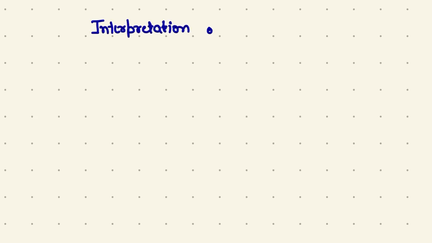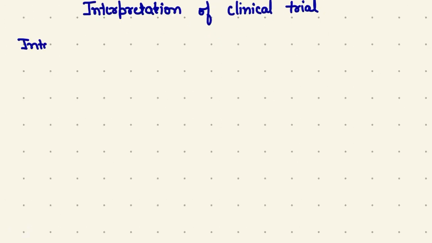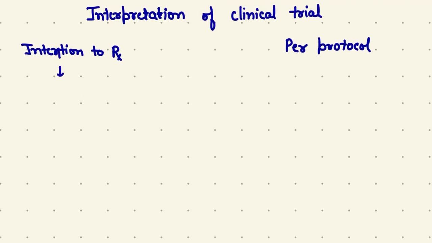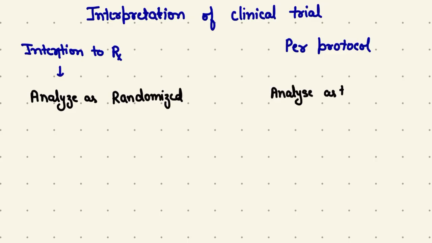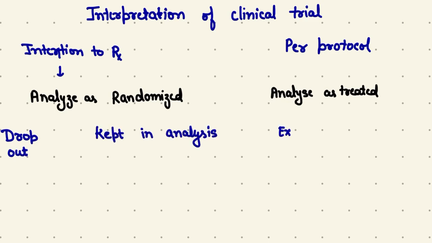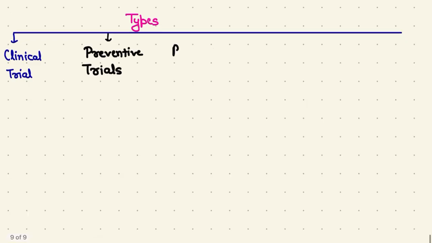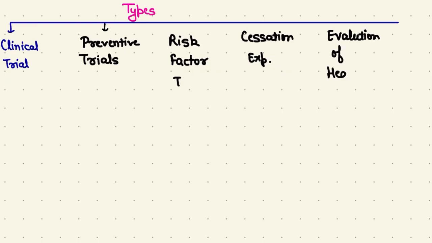How do we interpret the results of a clinical trial? We interpret them by intention to treat or per protocol. In intention to treat, we analyze as randomized, and in per protocol, we analyze as treated. In intention to treat, dropouts are kept in the analysis, and in per protocol, they are excluded. Now, types of RCT are clinical trial, preventive trial, risk factor trial, cessation experiment, and evaluation of health services.